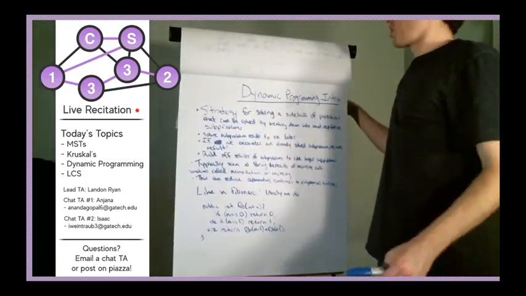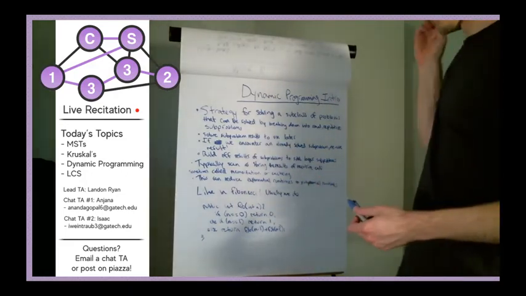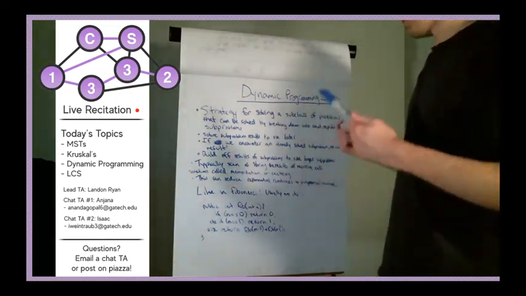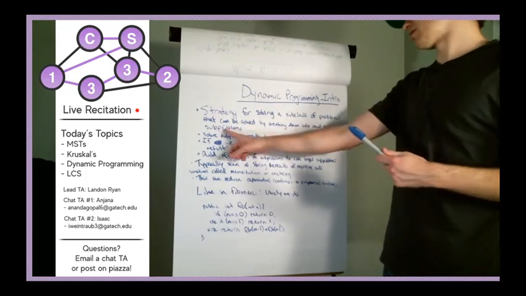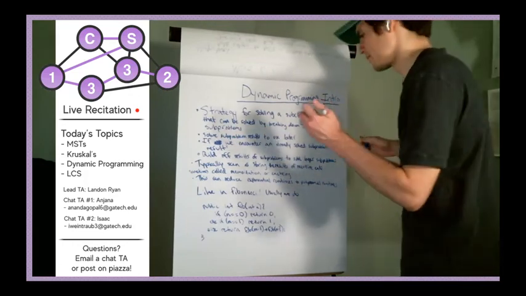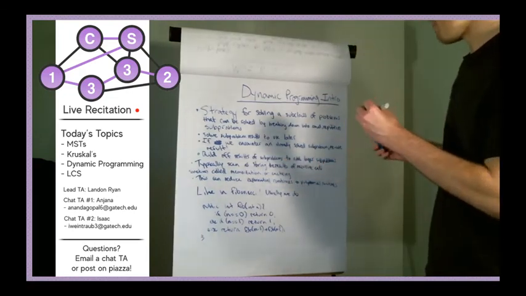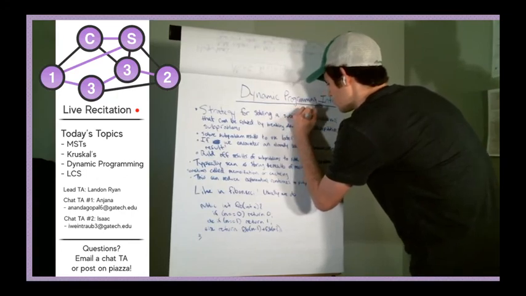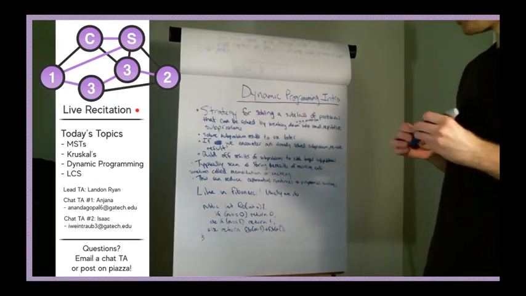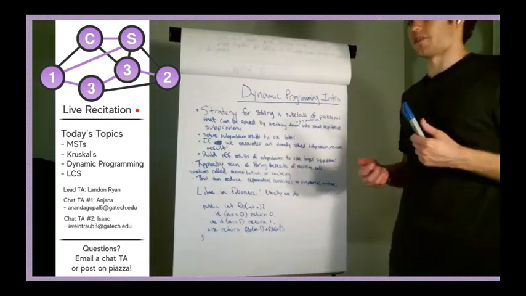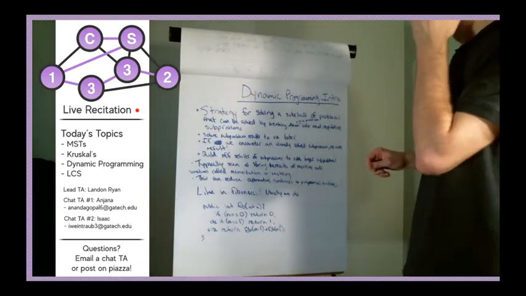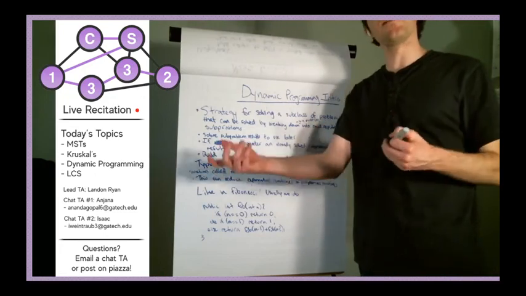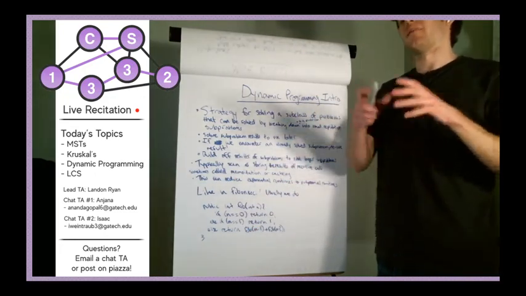Cool. Now let's go into dynamic programming, kind of the second topic for our recitation today. Dynamic programming intro. Dynamic programming is a strategy for solving a subclass of problems that can be solved by breaking down a big problem into smaller, repetitive subproblems. We want them to overlap. That's actually the goal. So we're going to solve these subproblems and then save the results so we can reuse them later when we're calculating bigger subproblems.